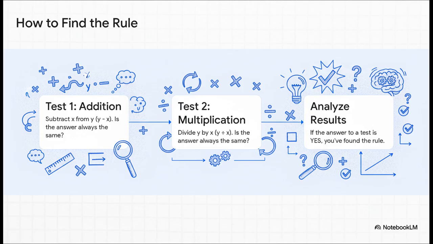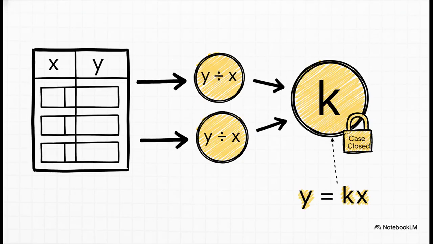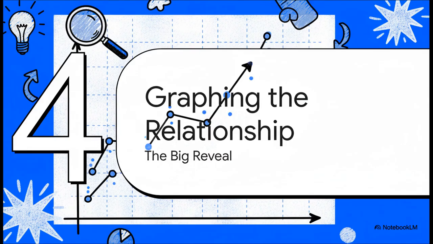You divide y by x. And then, you just look at your results. Is the number you get from one of those tests the same every single time? So if y minus x gives you the exact same number every single time, bingo, you've found your culprit. The relationship is additive, and that number that keeps popping up, that's your b, that's your head start. And on the flip side, if y divided by x is the same constant number for every single pair, well, you've got yourself a multiplicative relationship. That constant number is your k. Case closed.